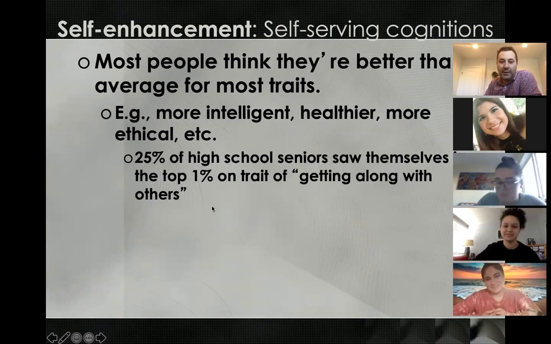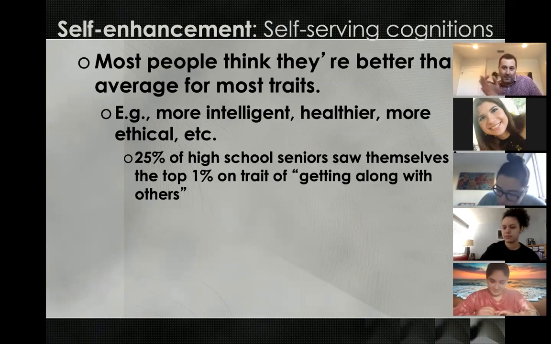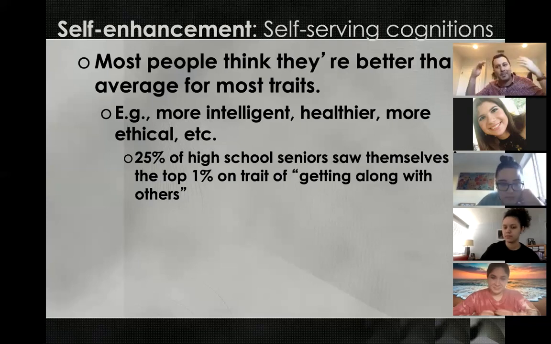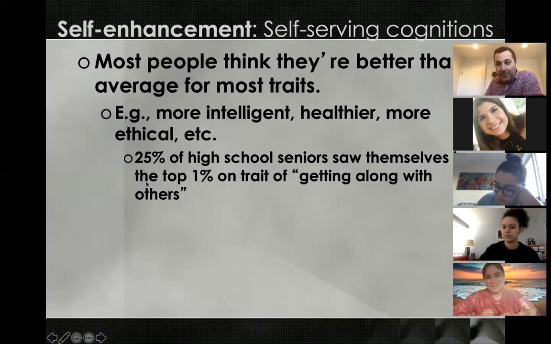Okay, there's one study that looked at high school seniors who were graduating, and they had to rate themselves on a number of dimensions, including how well do you get along with other people? Are you in the top 1%, top 5%, top 10%, et cetera? And 25% of these high school seniors said that they were in the top 1% in terms of how well they get along with others, which cannot possibly be the case. Only 1% of people can be in the top 1% of people, right? So the vast majority of these people who think they're in the top 1% are really not.